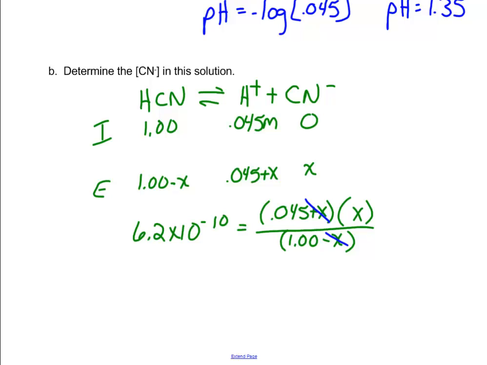Now I have 6.2 times 10 to the negative 10 times 1, and that equals 0.045 times X. So that allows me to figure out the value for my X, and what I find out for X is 1.4 times 10 to the negative 8 molar. So I started with 1 molar hydrogen cyanide. Hardly any of it is going to be dissociated to form cyanide ions. Most of it's going to stay again as molecular hydrogen cyanide.